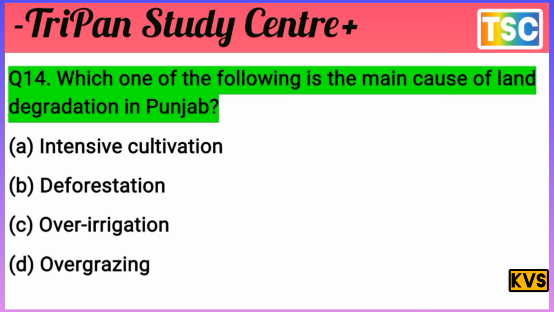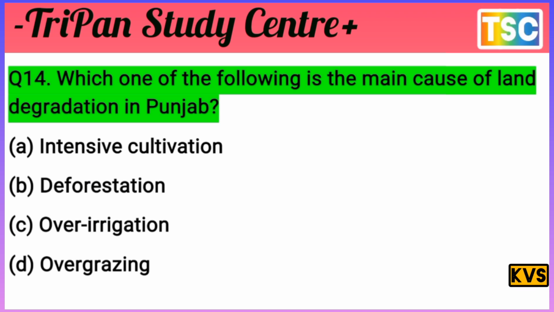So on your screen, the next important question: which one of the following is the main cause of land degradation in Punjab? That is an important question. The first option here, intensive cultivation. Second, deforestation. C is over irrigation. And D is overgrazing. The options are most interesting here.